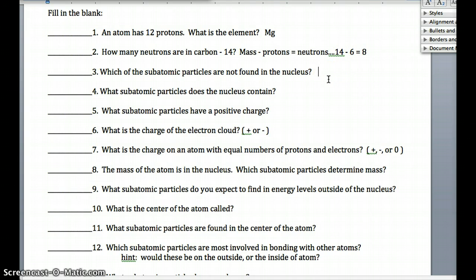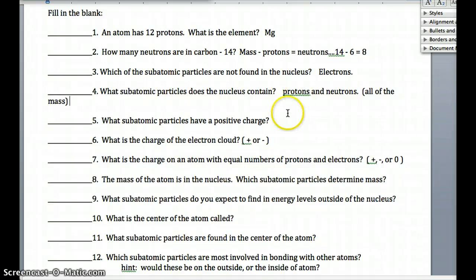Number 3, which subatomic particle is not in the nucleus? That'd be the electrons. Electrons fill up the electron cloud, which is outside of the nucleus. The other 2 subatomic particles are the protons and neutrons, and they are both located in the nucleus. All of the mass of the atom is in the nucleus. The subatomic particle with a positive charge is the proton.